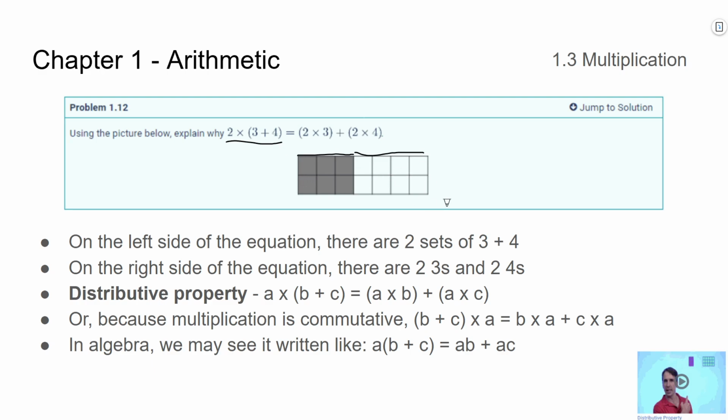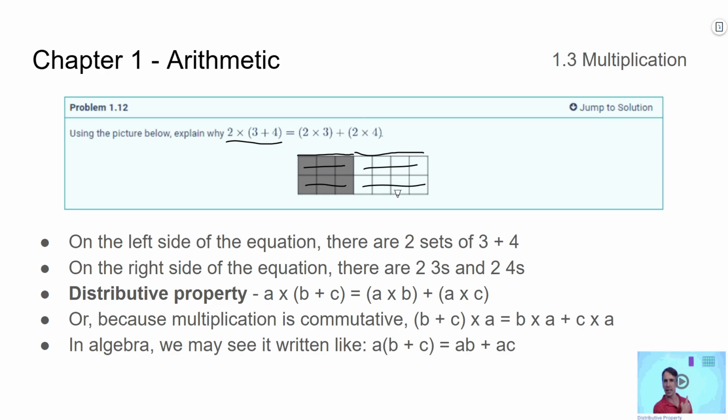Right, and that's going to be 24. Did I do that right? I'm sorry, 14 total. And on the right side of the equation, there are 2 3s and 2 4s. So there's a 3 here, a 3 here, and a 4 here, and a 4 here. But again, we can see that overall they make the same shape. They get the same answer. So those two are equivalent.